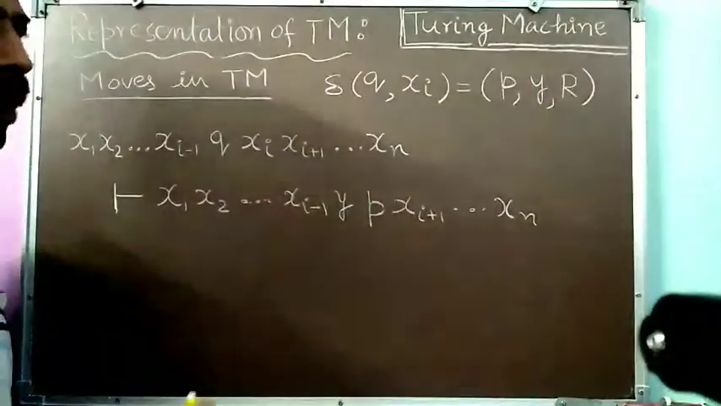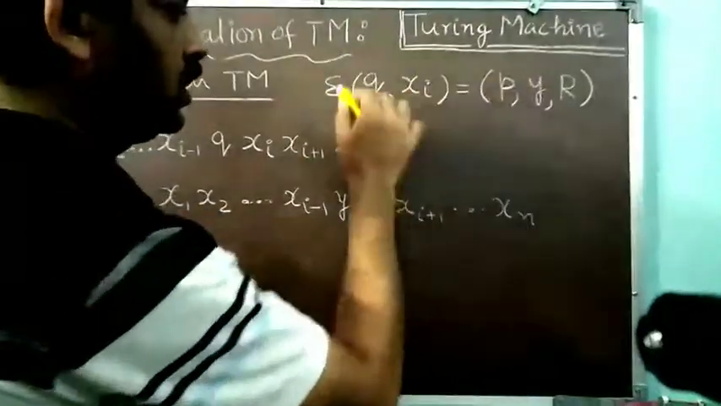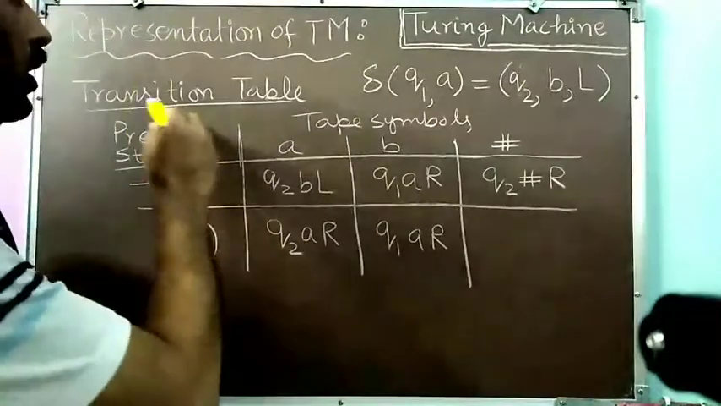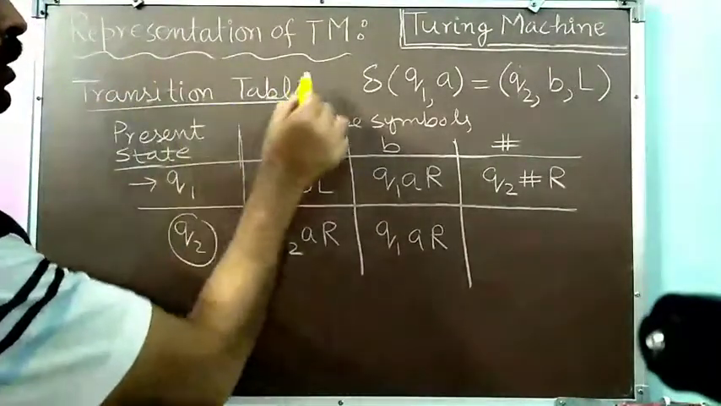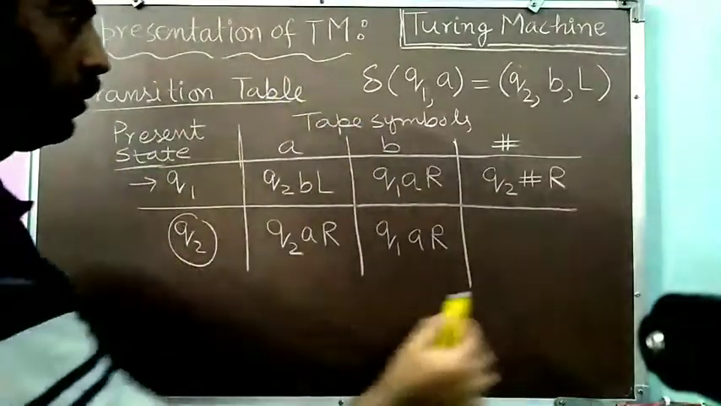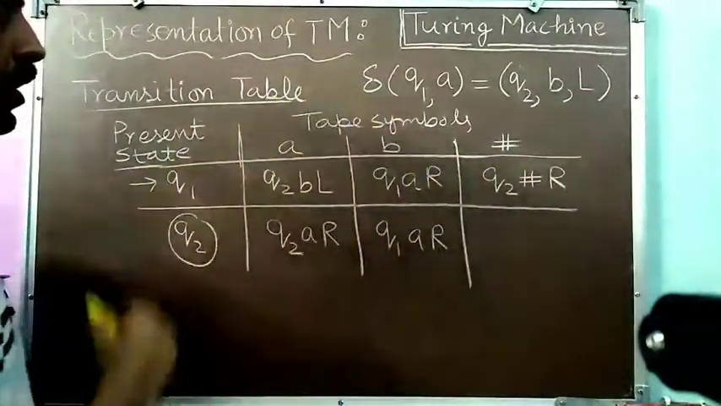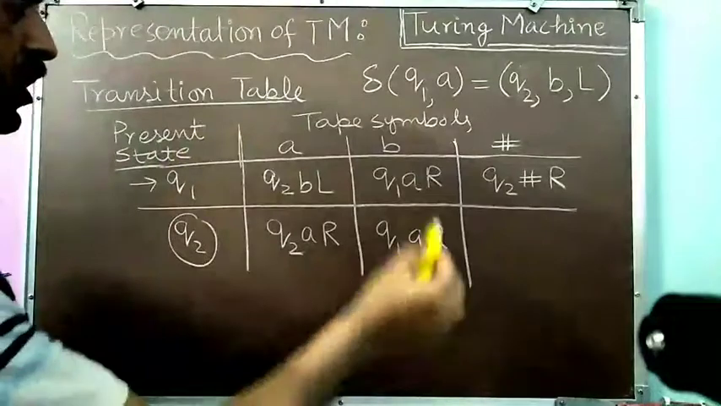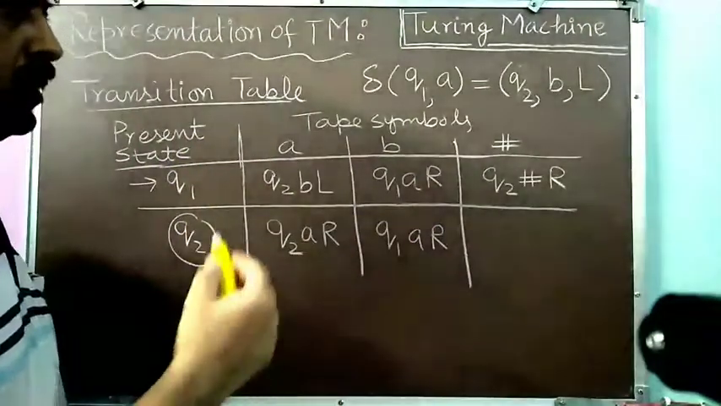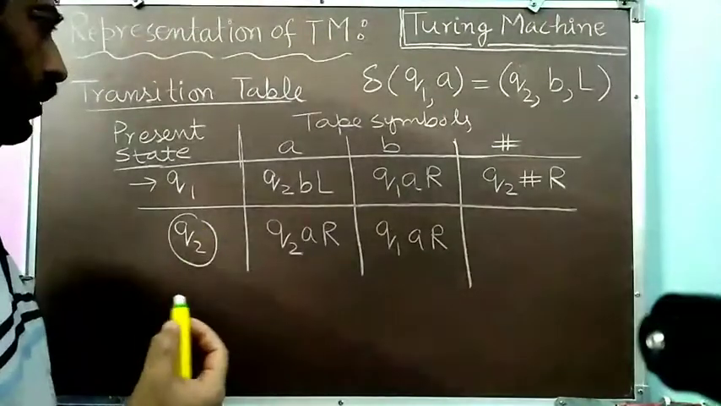So we have seen how we can convert our transitions into the movement of the IDs. Now we will discuss the transition table representation of a Turing machine. Here I have made an example Turing machine. It's a transition table, which is almost similar to the transition table of a finite automaton.